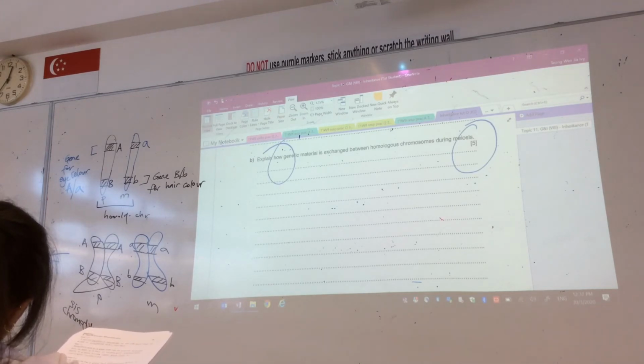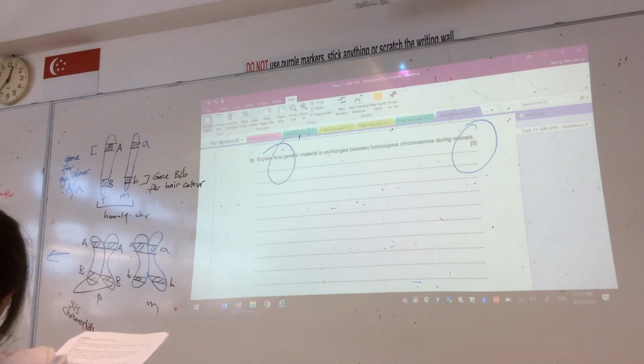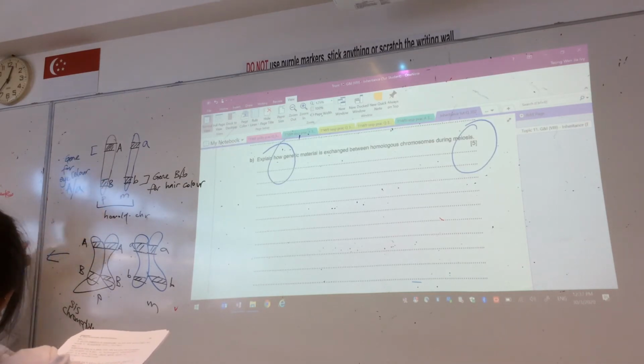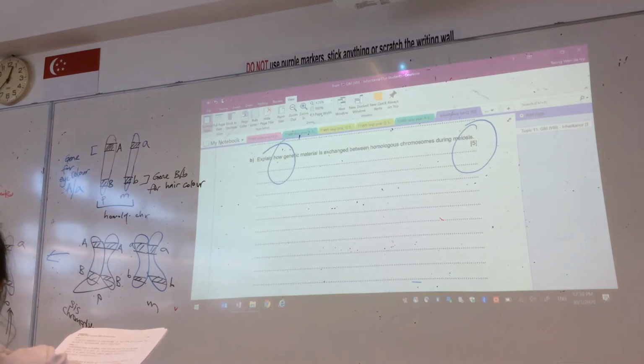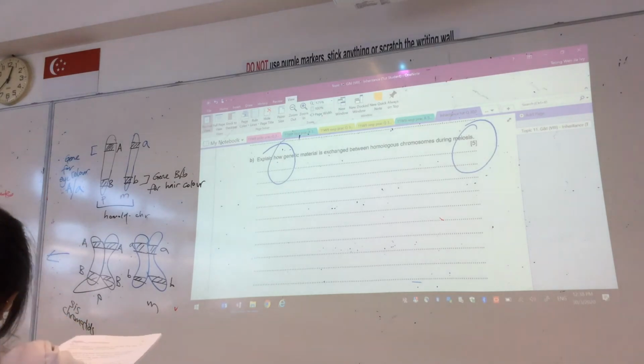Now there are names given to this type of gamete. This type of gamete, this one and this one, what are they called? What gametes are they? These are called parental gametes. This is your autosomal linkage question already. Parental gametes because they are exactly the same as the parent, right? Big A linked to big B, small a linked to small b. Same as the parents. Whereas these two are called recombinant gametes.